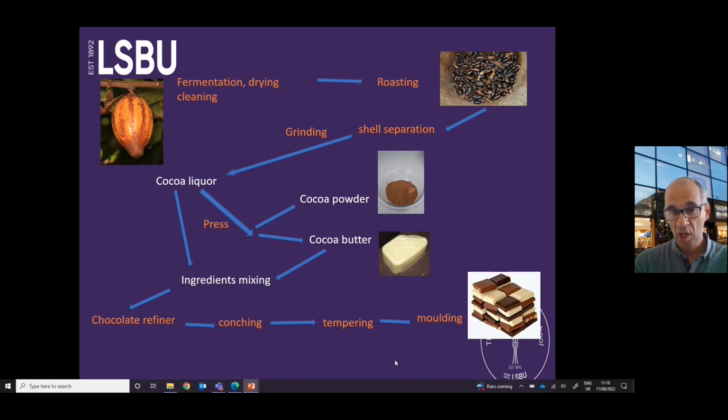And the final stage is molding, where we are creating the chocolate we want. We could also enrobe products, so we can do different things with that chocolate. We can put it around cereal bars, for example. But here, an example is molding.